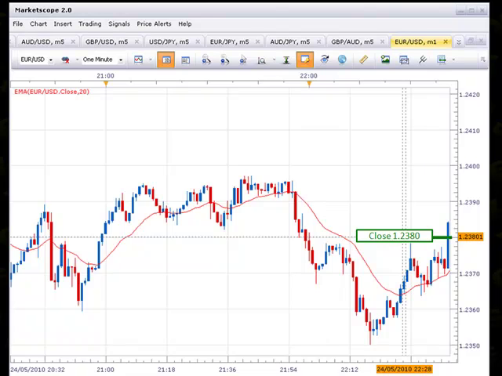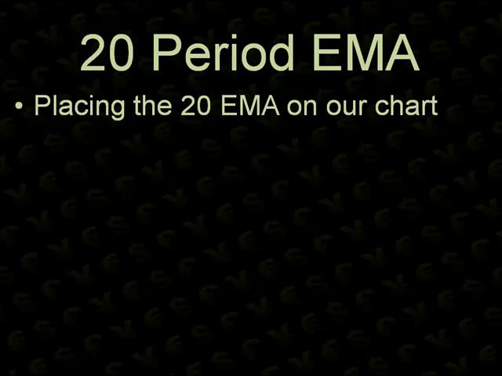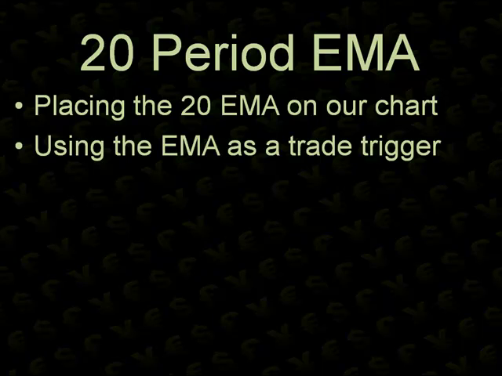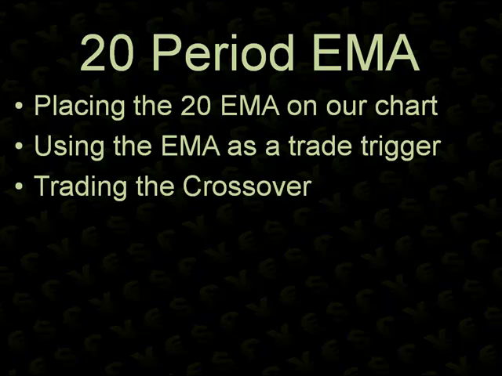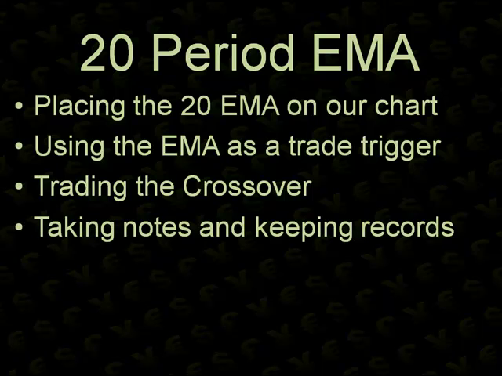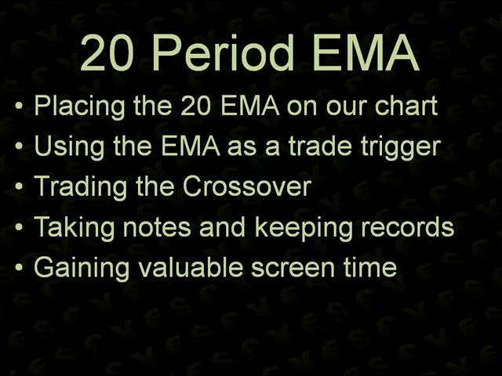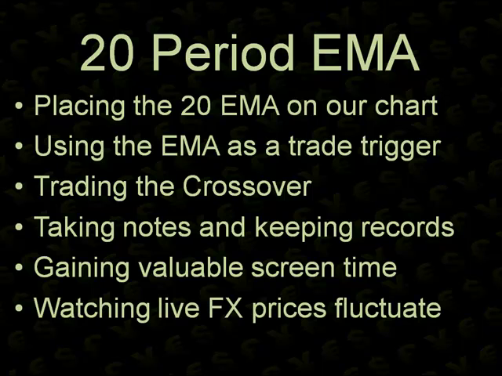This module was all about the 20-period moving average and we used an exponential moving average and we placed it on our chart. We learned how to use this average to trade with by buying the market when the average indicated we do so. We added each trade to our WealthFX training sheet and gained valuable experience and screen time watching the live market prices fluctuate. WealthFX module, the 20 period moving average.